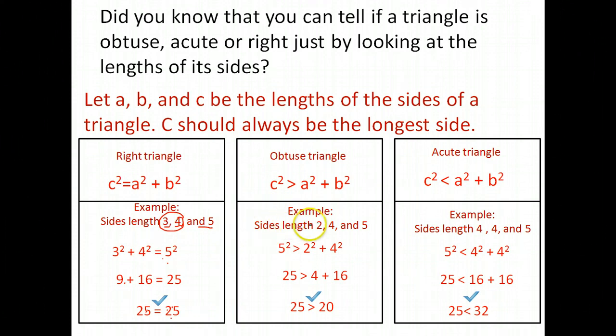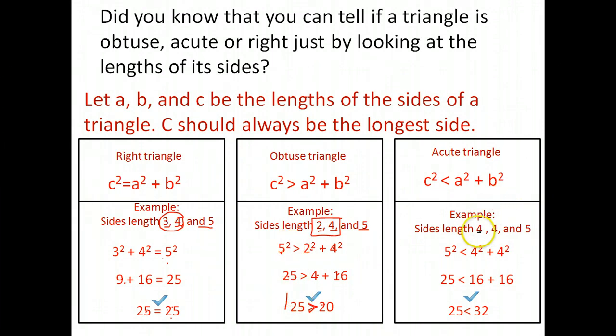Here's an example of one that comes out to be obtuse, lengths 2, 4, and 5. Again, you want the two shorter ones together, excuse me. So 2 squared plus 4 squared. And the one that's the largest one over here by itself. Well, 2 squared was 4, 4 squared is 16. 25, my 5 squared, is greater than the 20 I get from adding them together. Since that biggest side is greater than, then I know that this is obtuse.